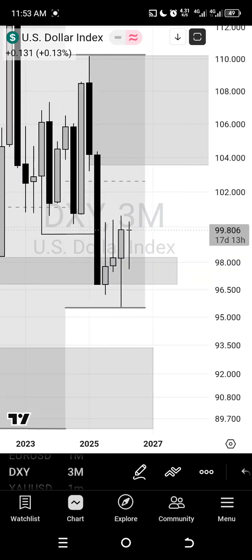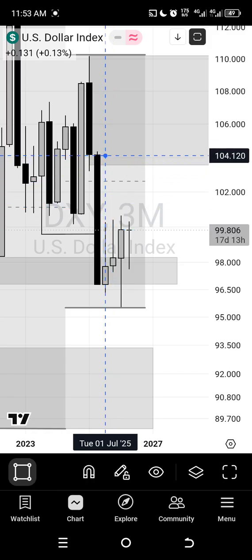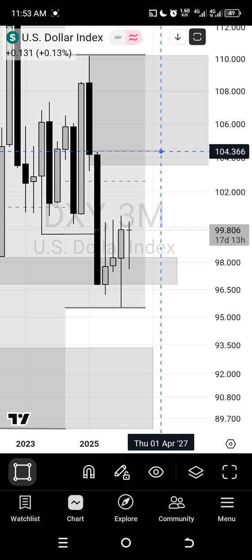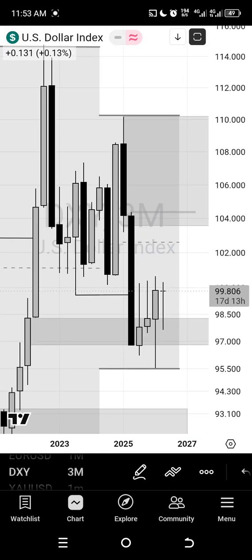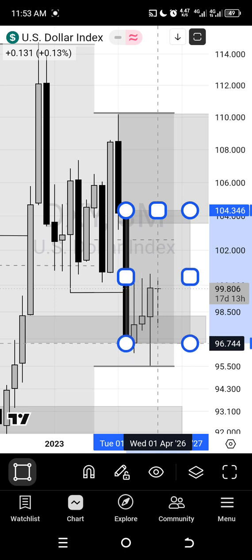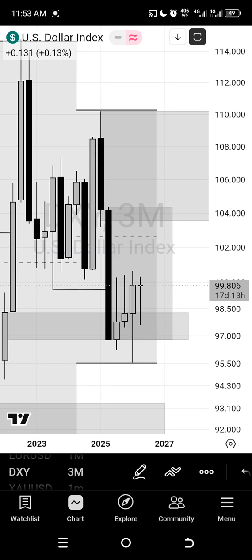Okay, with that said, we got also this CRT, right? We got this bullish CRT, this bullish CRT, right? And we can combine the CRT with our key levels, right? Okay, you guys know this type of CRT. I've talked about this several times on my videos.